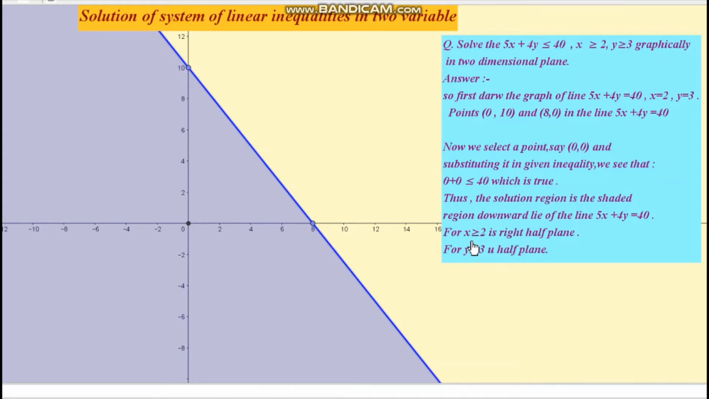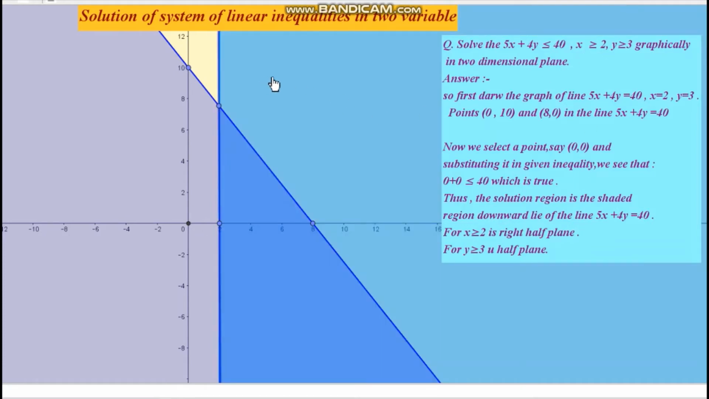Now we draw the line x equal to 2. It is a line which passes through the point (2, 0). Now for the inequality x greater than or equal to 2, we put x equal to 0, so 0 greater than or equal to 2, which is not true. It means the region which does not include (0, 0), that is, the right half plane.